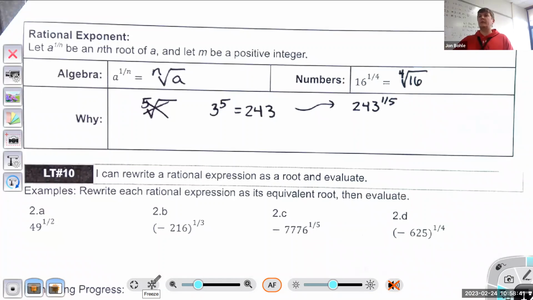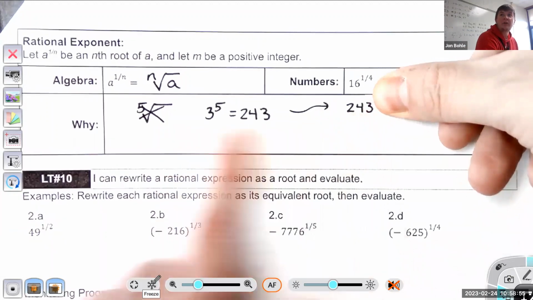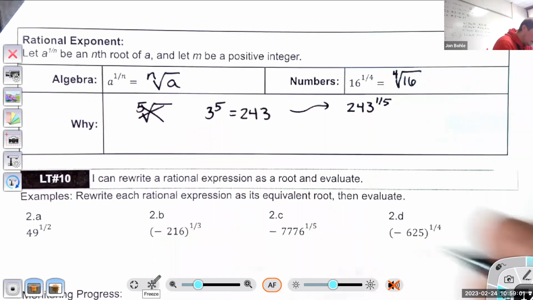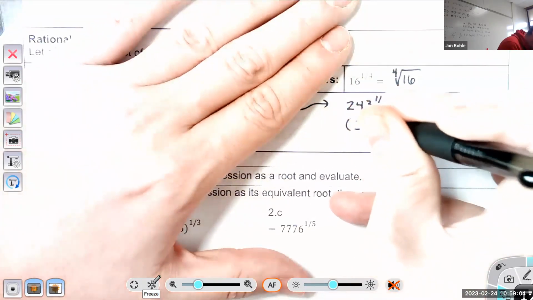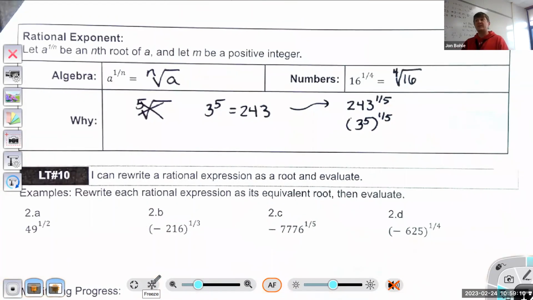But instead of 243, what can I write that's equivalent to 243? I'm talking only 243. What's something that's equal to 243 on the board here that I could rewrite 243 as? 3 to the 5th power. So here I'm going to write this as 3 to the 5th power to the 1/5 power. And I can do that because 243 is the same as 3 to the 5th power. What's happening right now is I'm doing a proof. Well, it's not really a proof, but it's pretty close.